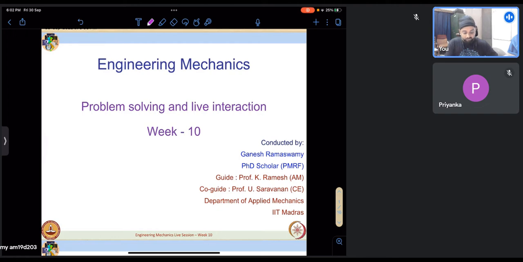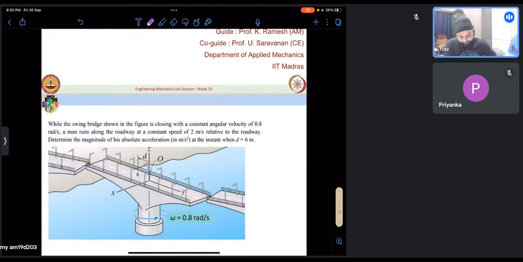And today we will be discussing some problems from week 10, that is rotating frame of reference and something to do with Coriolis force. Coriolis acceleration, not Coriolis force per se, because right now we are dealing with kinematics alone. Okay, so we'll move to the first problem.